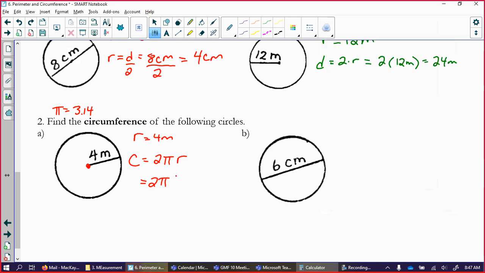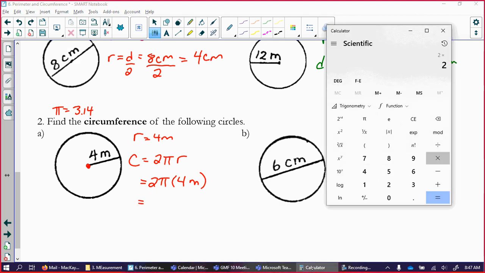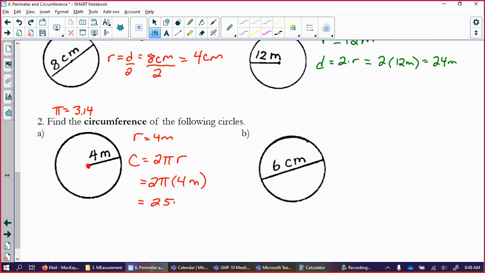So 2 pi times 4 meters. I'm going to pull out my handy-dandy calculator. 2 times, I'm going to push my pi button. It's going to give me all those decimal places. Awesome. Times 4 equals. And then we're going to round it to 2 decimal places at the end. 25.13 meters.